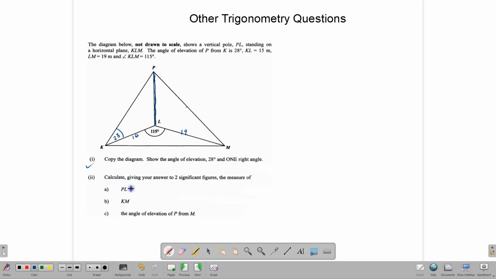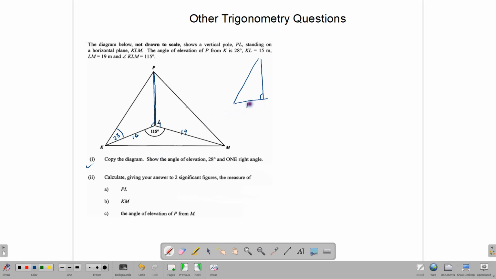And then we're going to do some calculations. So first we're looking at PL. Now where is PL? PL is this line. And PL, as you notice, is in this triangle PLK. It's also in this triangle PLM. This triangle PLK, however, has a lot more information in there. And so we're going to separate that triangle PLK and use it to answer our question. There's our right angle. Remember, right angle goes there, right angle goes here as well.